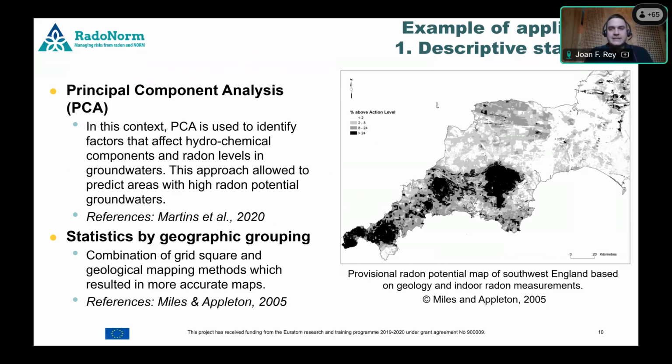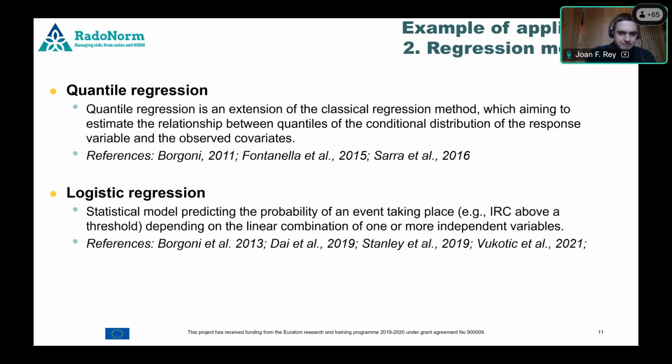Then we have the regression methods. We highlighted two main methods that were applied. We have the quantile regression. The quantile regression is a simple extension of the classical multiple regression, but it's going to look at different parts of the distribution of the response variable. What is very great with this method is that we can look at the 5th percentile of the distribution, but also at the 95th percentile, which is really interesting because we want to go to high radon levels.